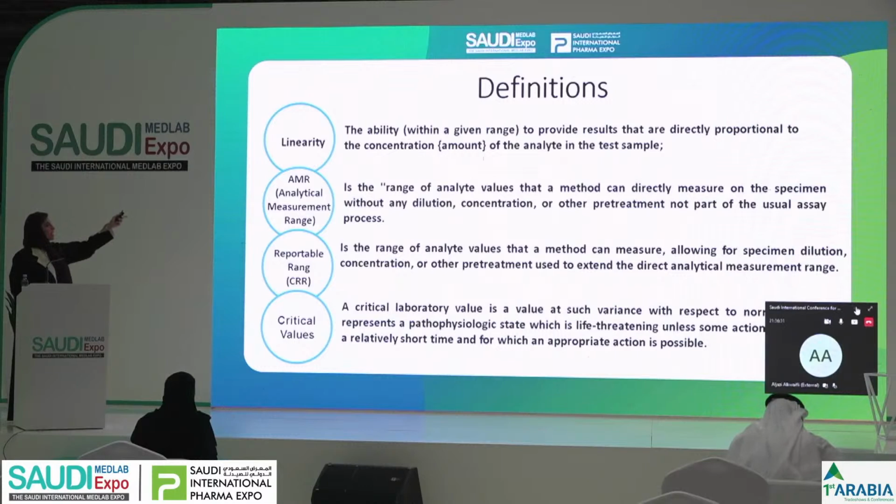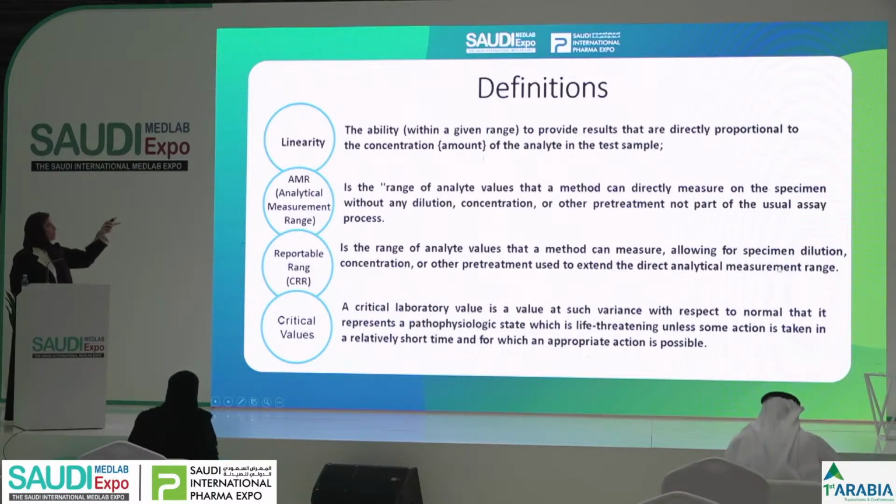Definitions of the linearity. Linearity is the range of my analyzer. It is the ability to provide results within a direct proportional linear of analyte in this test sample. There is always confusion between linearity and analytical measurement range. They are different. Analytical measurement range is the range that the instrument can read, the minimum and the maximum. More than this, we have to dilute. Reportable range is the reference range for the normal range for the patient, and the critical range is the critical range for the patient.